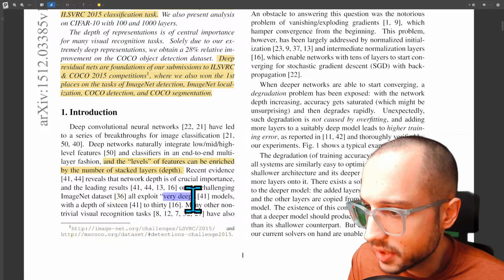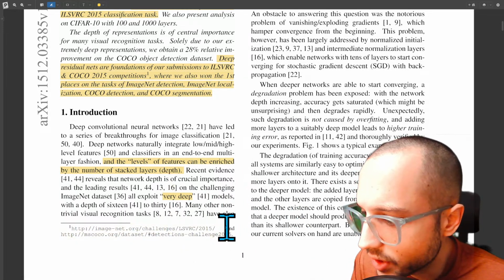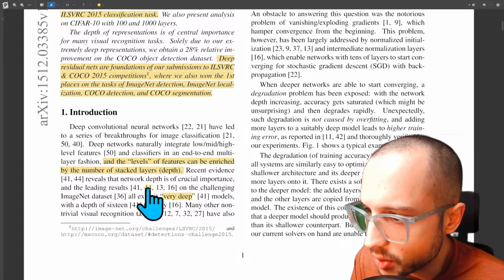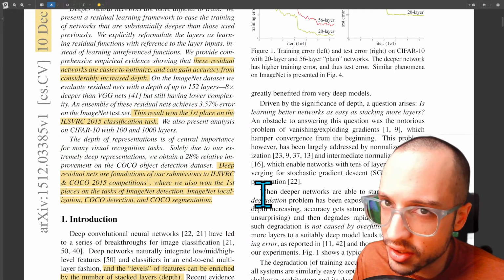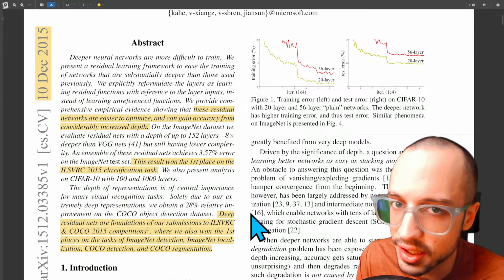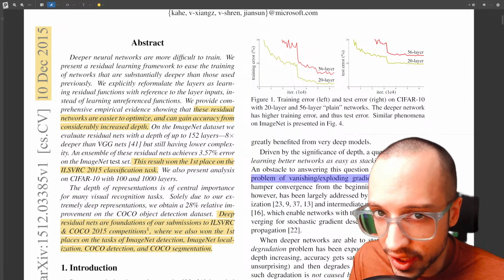So yeah, in the beginning of neural networks, there was always this problem where the deeper you made your model, the longer it took to train, because the gradients had to get through all these layers. Obstacle to answering was the notorious problem of vanishing and exploding gradients, right?